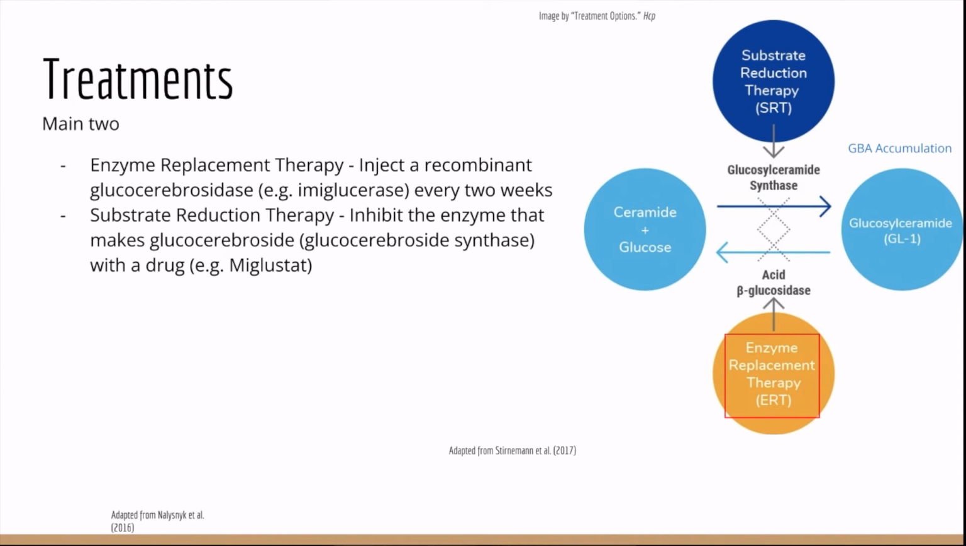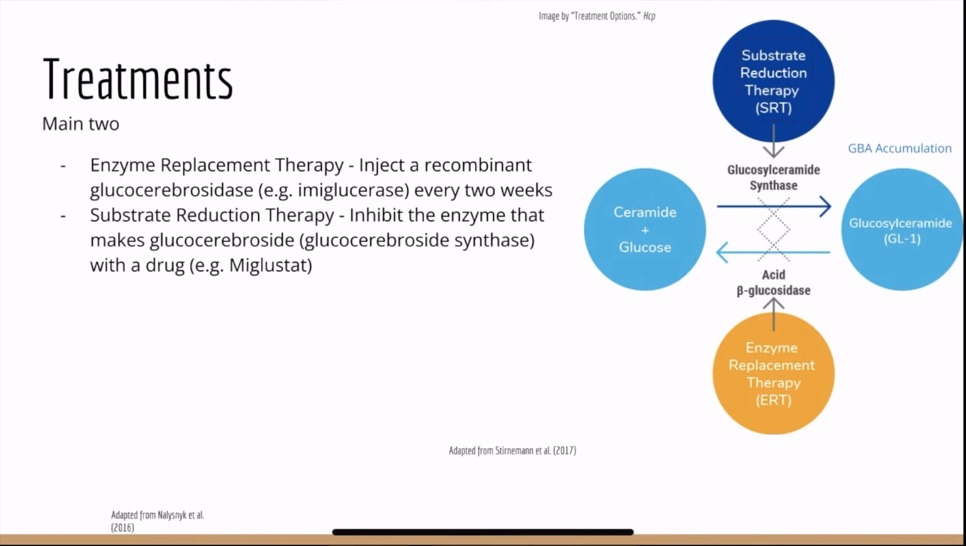However, there are two main treatment options. The first being enzyme replacement therapy, where the patient must inject themselves with recombinant glucocerebrosidase every 2 weeks, such as imiglucerase. This is to help bring down the levels of glucocerebroside in their system. The second being substrate reduction therapy, where the patient must orally administer inhibitors to the enzyme that makes glucocerebroside, or glucocerebroside synthase. This will also help with the accumulation of glucocerebroside in their system.